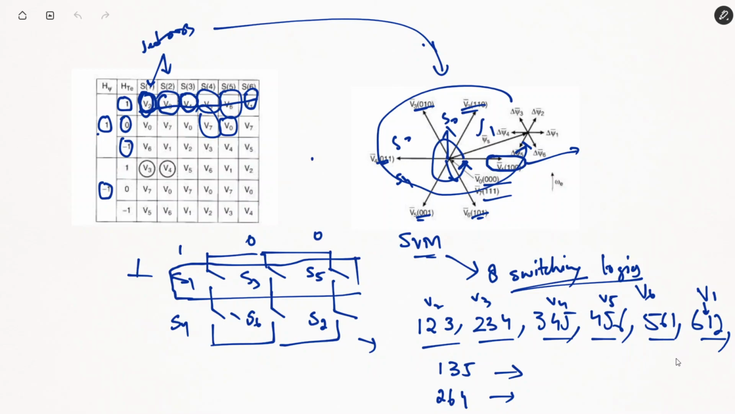That means these combinations of switches can be on at a particular time, and there are 2 non-reference vectors that will not actually produce any output. They are when 1, 3, and 5 are all on, or when 2, 6, and 4, these three switches, are on. Fine. So in this two-dimensional space, only six vectors are shown, while the two non-reference vectors, that is V0 and V7, are perpendicular to this reference frame and have a magnitude of 0. Because with all the upper legs switched on or all the lower legs switched on, the inverter will not be able to produce any output.